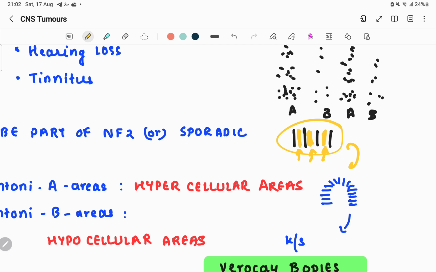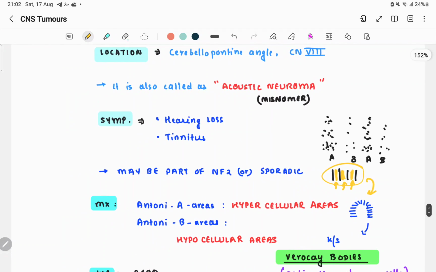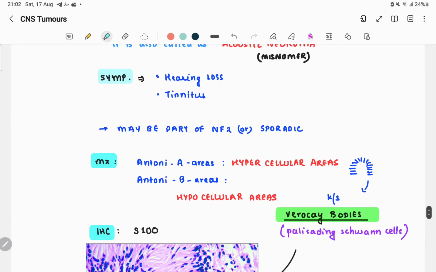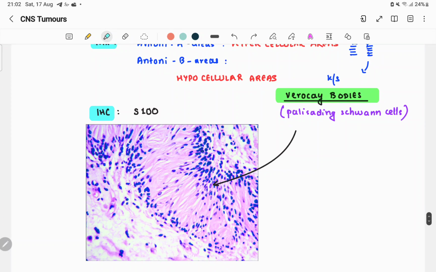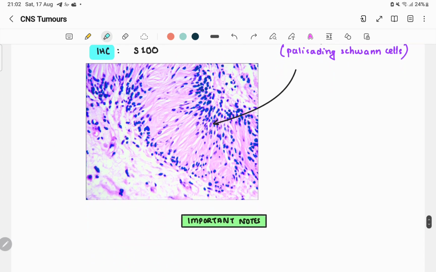So this is called a Verocay body. I told you how the Verocay bodies are formed. Okay, this is a Verocay body, and Verocay bodies are palisading Schwann cells. IHC is S100. The sustentacular cells or supporting cells are S100 positive. Okay, the IHC is S100 positive. These are Verocay bodies.